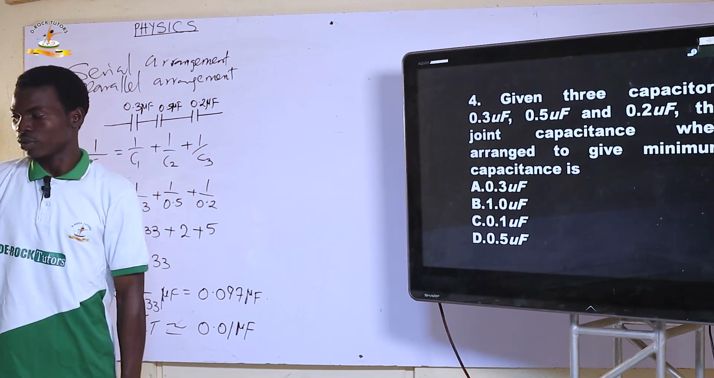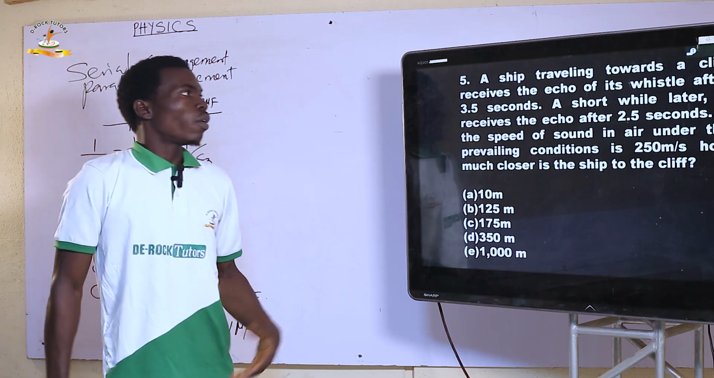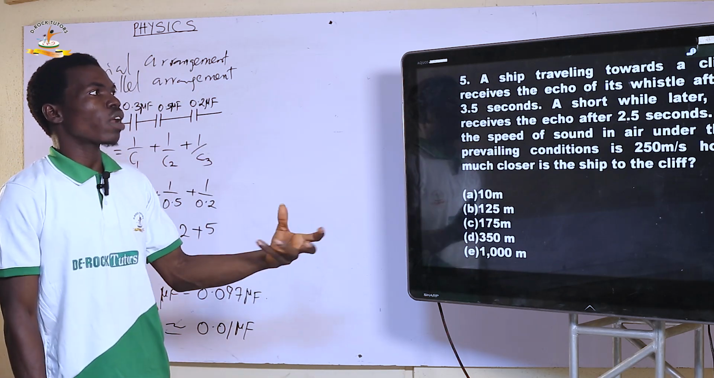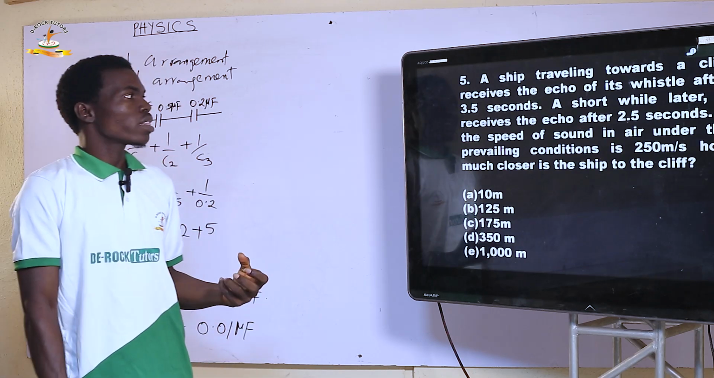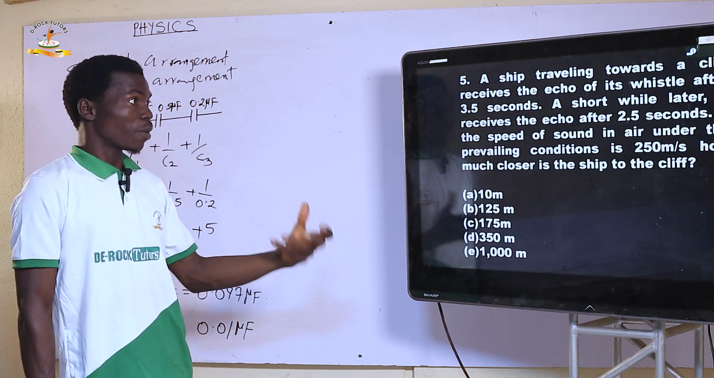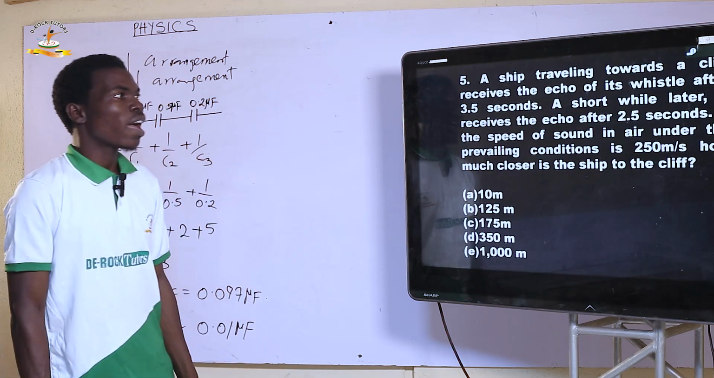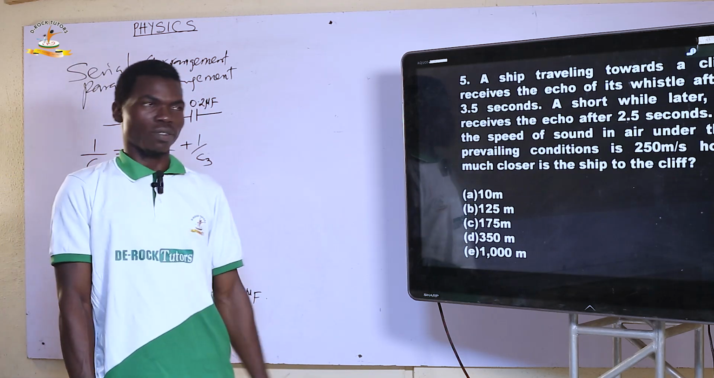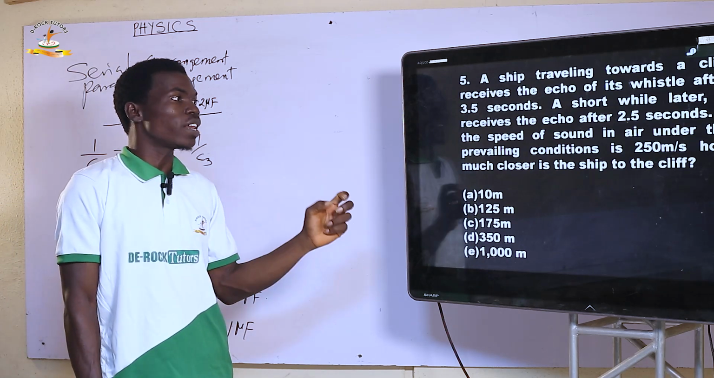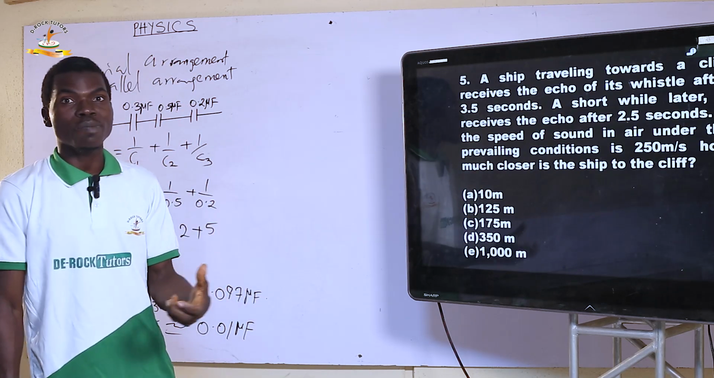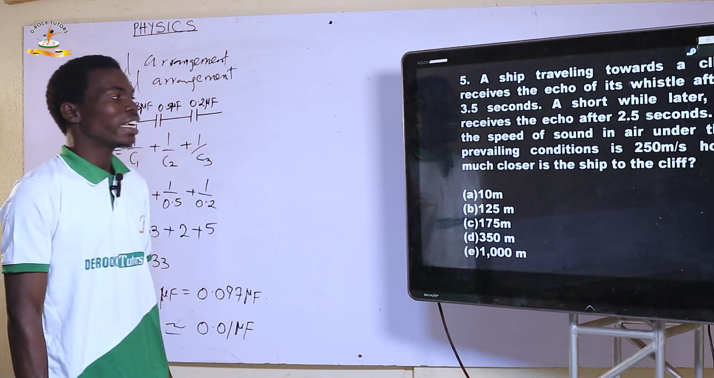Let's go for the next one. All right, question 5. A ship traveling towards a cliff receives the echo of its whistle after 3.5 seconds. A short while later, it receives the echo after 2.5 seconds. If the speed of sound in air under the prevailing conditions is 250 meters per second, how much closer is the ship to the cliff?